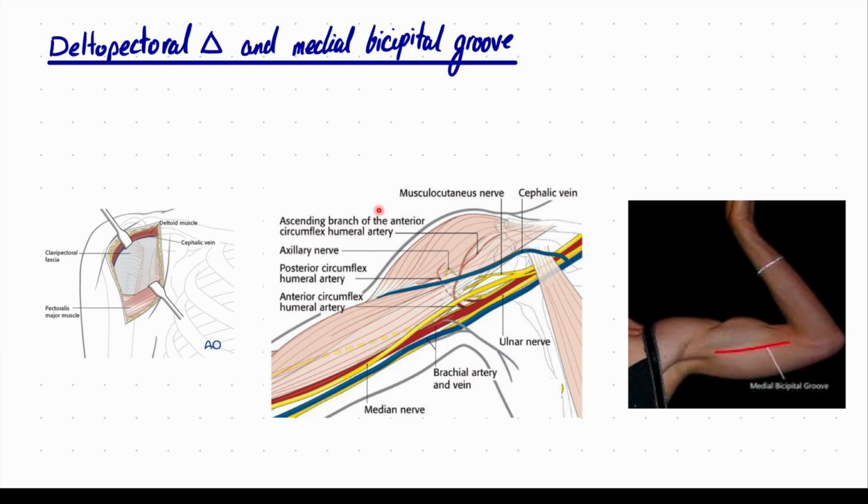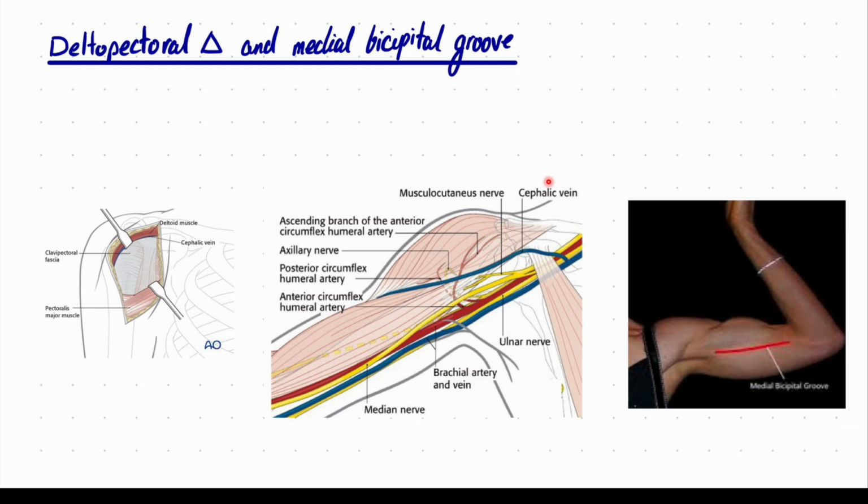Now let's move on to the deltopectoral groove, also called the deltopectoral triangle. It is a triangular region which is bordered laterally by deltoid, medially by pectoralis major, and superiorly by the clavicle. Well, hence the name, deltopectoral: deltoid and pectoralis major, okay? The deltopectoral triangle contains the cephalic vein, which pierces this region to join the axillary vein, and the deltoid branch of the thoracoacromial artery.